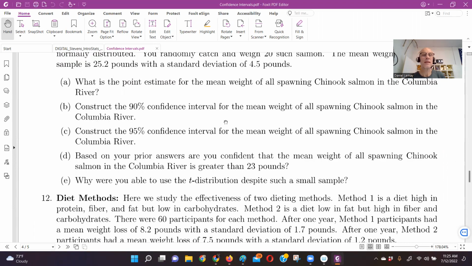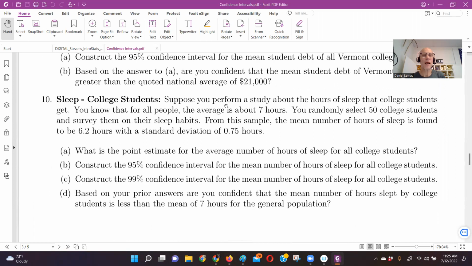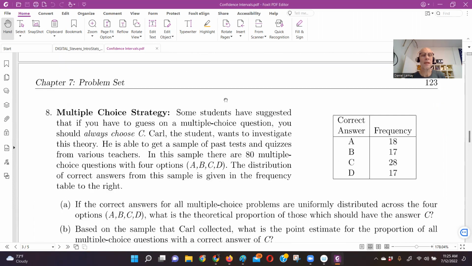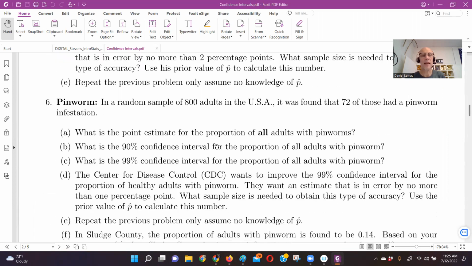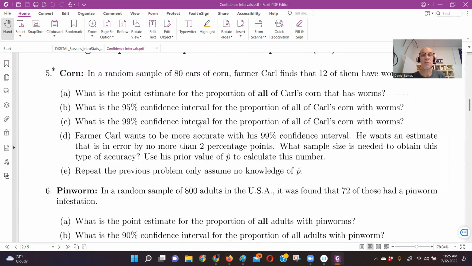Is this the one? No, that's still... I think I must have scrolled by the proportion. There's a population mean. Oh, did I do the proportion? Oh, here's the pinworms, right? Well, I won't leave that. I'll let you do that one.